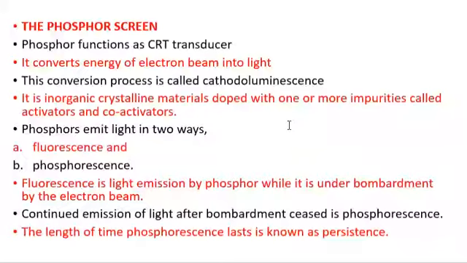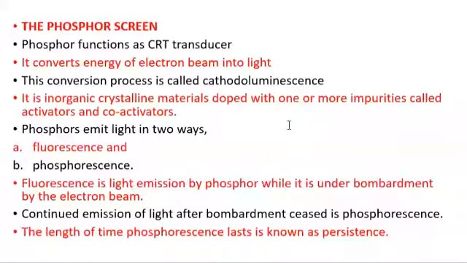We now look at the phosphor screen. This phosphor screen is the screen on which the image is formed, and it functions in CRT displays. It is just like a transducer. Its function is to convert the energy of the electron beam into visible light in the form of an image. And this conversion of the beam energy into light energy is called cathodoluminescence.